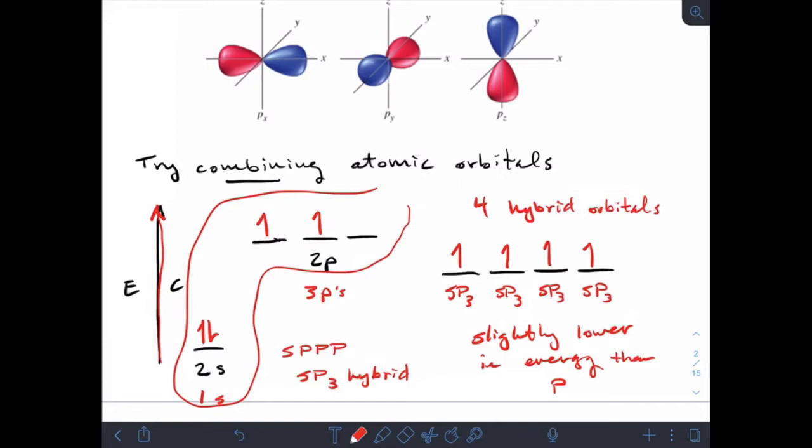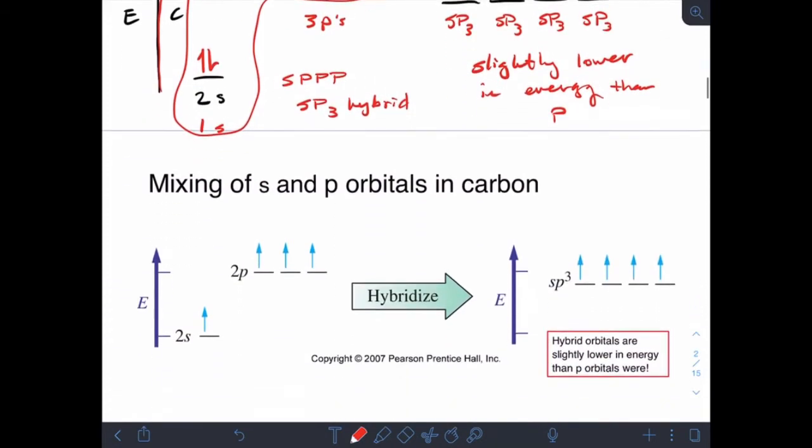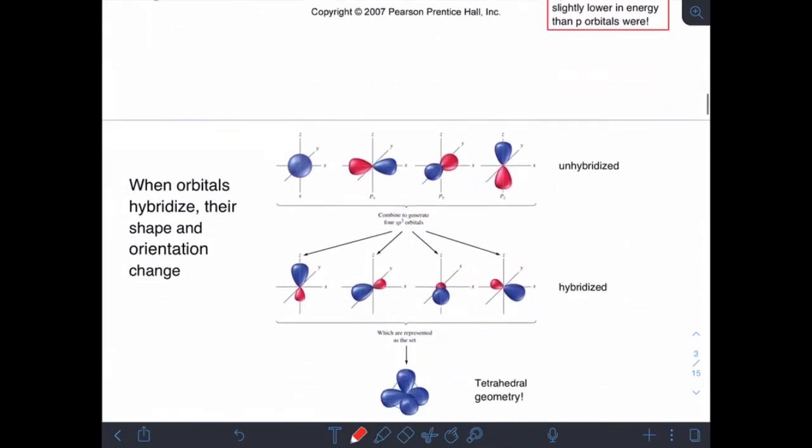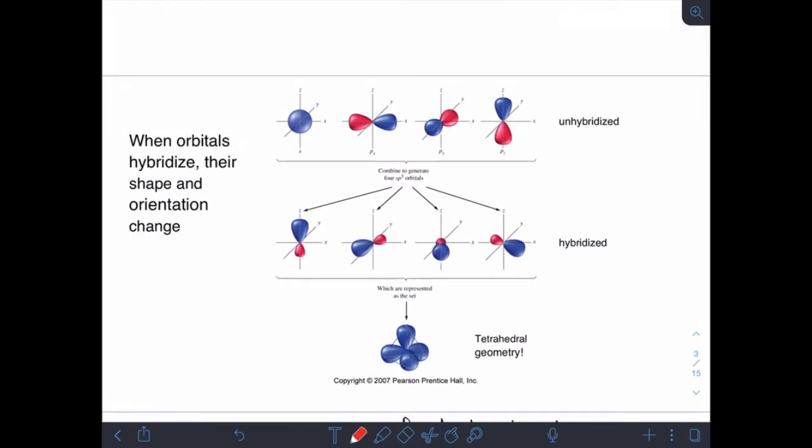Okay, so I get these hybrid orbitals, and this is showing the same thing, what they do is they combine, right? So if I take my 1s orbital and I combine it with 3 p orbitals, it alters the shape and orientation of all 4 of those orbitals. So now I have 4 hybridized orbitals that have slightly different shape and orientation. And when I put those all together, ta-da, we are left with tetrahedral geometry.